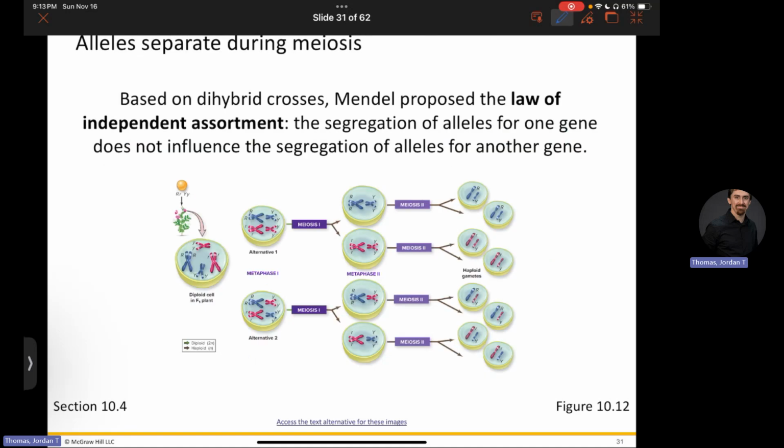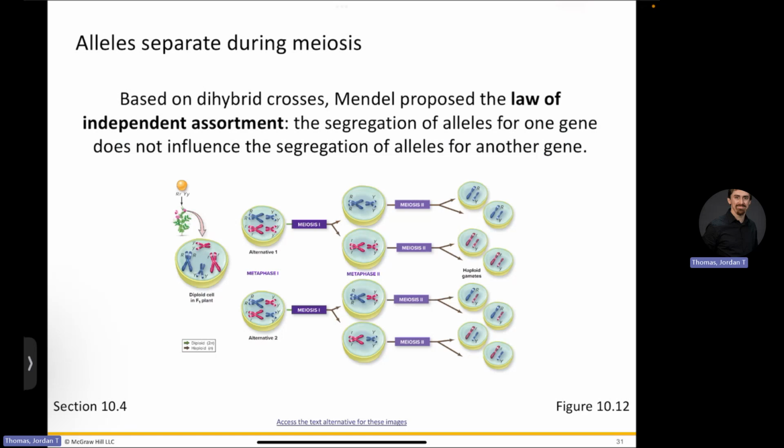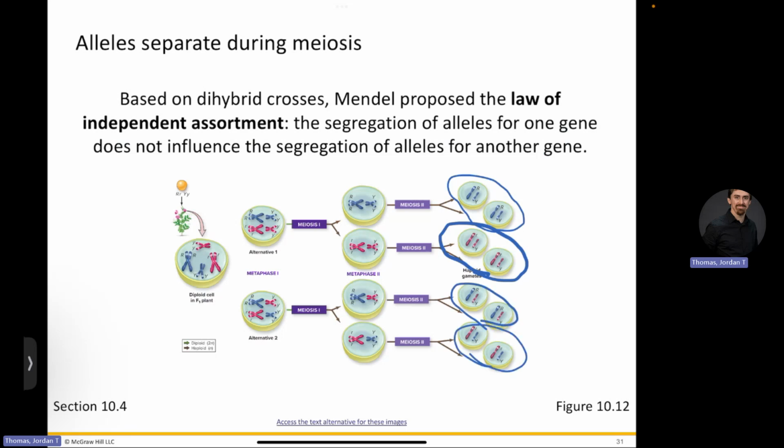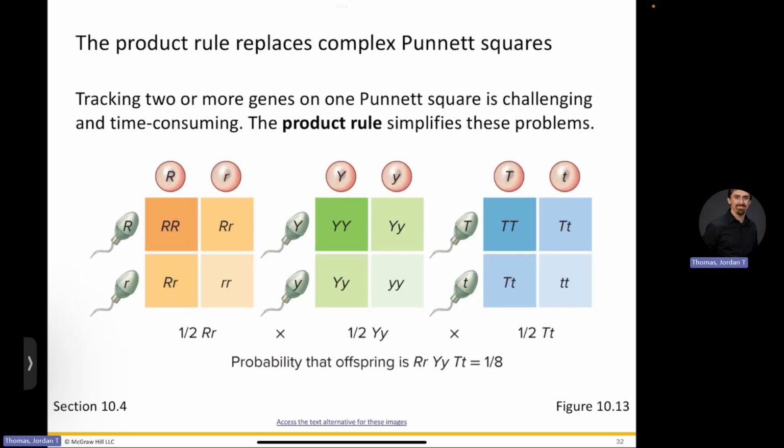Now that's one way to do this. And keep in mind, this is again due to the law of independent assortment. The segregation of alleles of one gene does not influence the segregation of alleles of another gene. So if we go back, the R's do not influence the separation of the Y's. So you're always going to get one R, one Y in each gamete. You'll get one version of the allele, one version of the gene in each gamete, since you have a diploid cell, two sets of copies of the DNA.